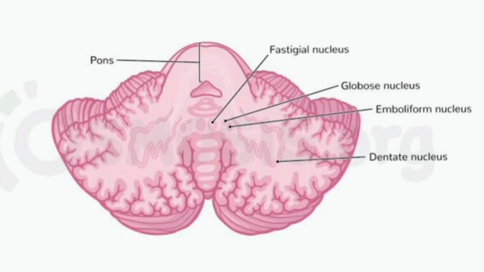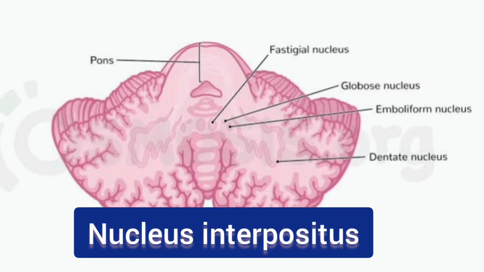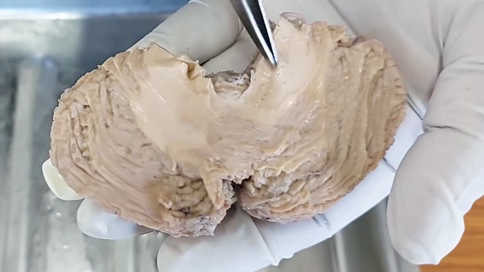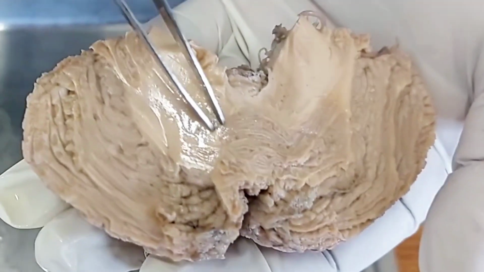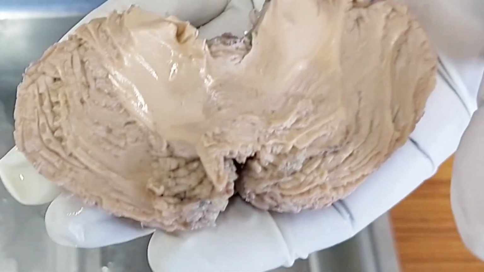So if the examiner asks you what are the deep cerebellar nuclei from medial to lateral, you will see here this is the fastigial nucleus, then there is the nucleus globosus and the nucleus emboliformis. These two together are called the nucleus interpositus, and most laterally the largest one is the dentate nucleus, because it looks like a serrated one, with a dentate appearance. So this is the dentate nucleus.